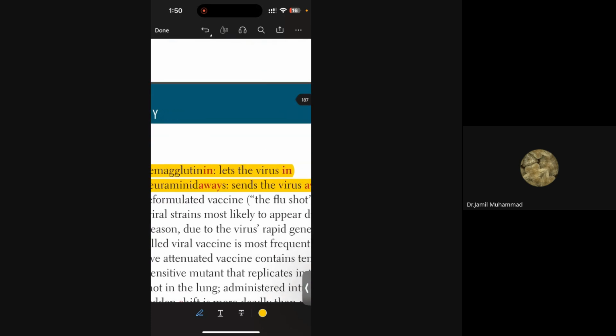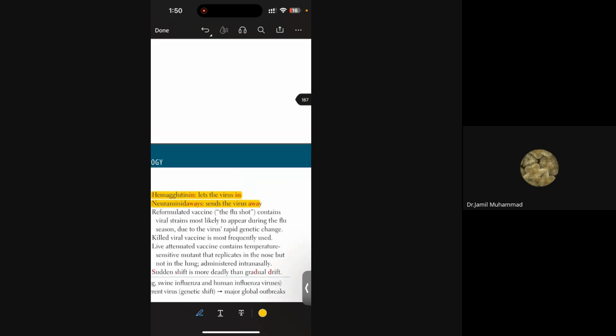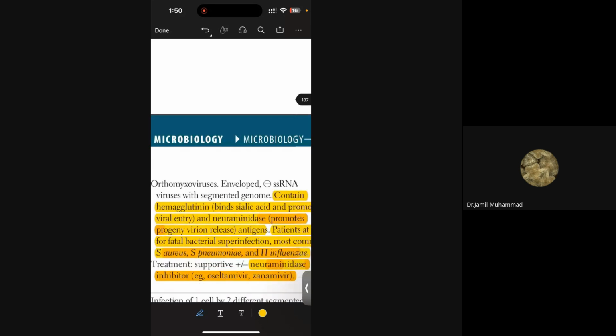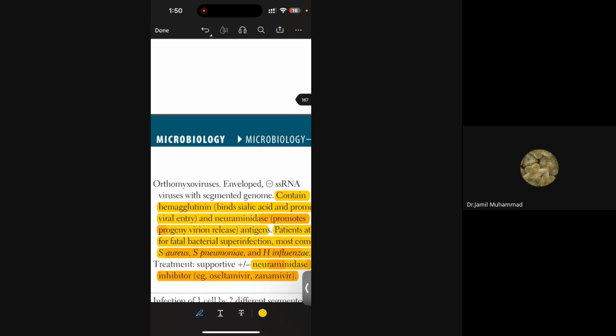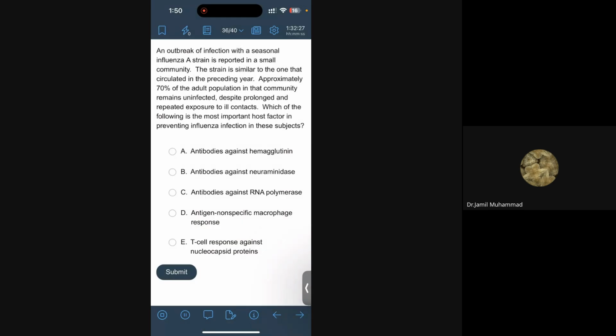Hemagglutinin lets the virus in. Neuraminidase sends the virus away. These are the two proteins: hemagglutinin, which binds sialic acid and promotes viral entry, and neuraminidase, which promotes the release of progeny virus. These are the two main proteins found in influenza and involved in the infection. So even when we give the influenza vaccine, the vaccine contains these two proteins.